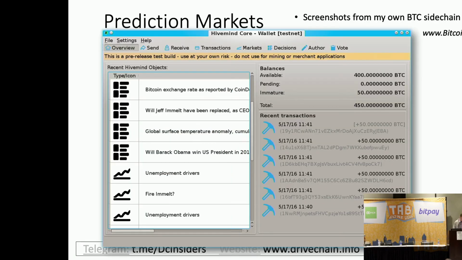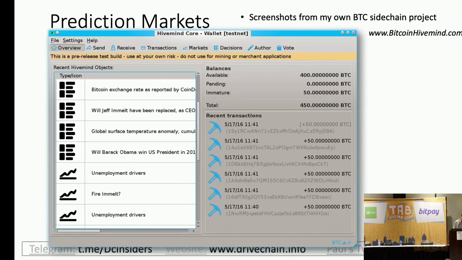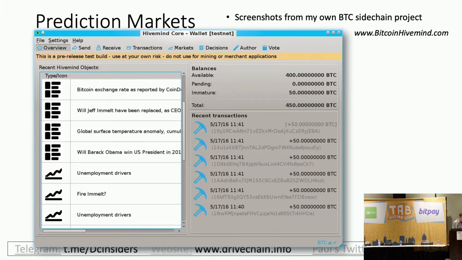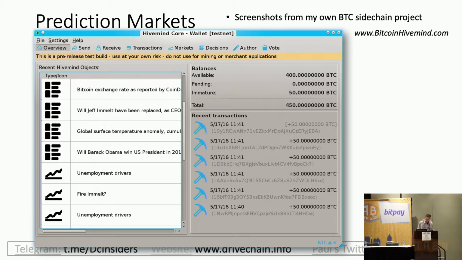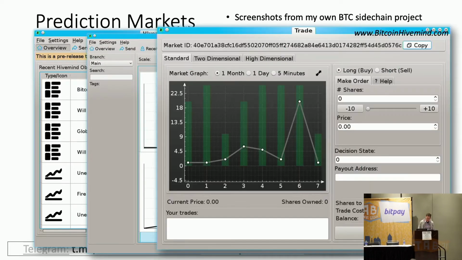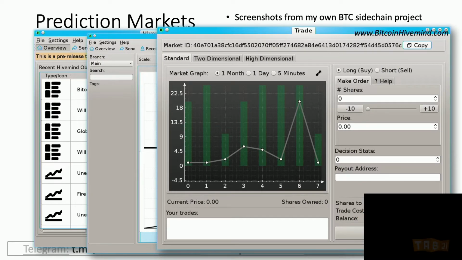So this is one of my other projects. BitcoinHivemind.com, check it out. It's a prediction markets project. I designed it to be a sidechain from the very beginning. Here I got some screenshots. Again, there's no way I could possibly explain it all, but I can give you cool screenshots.